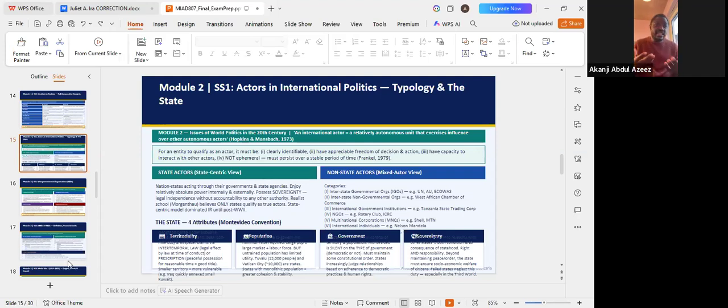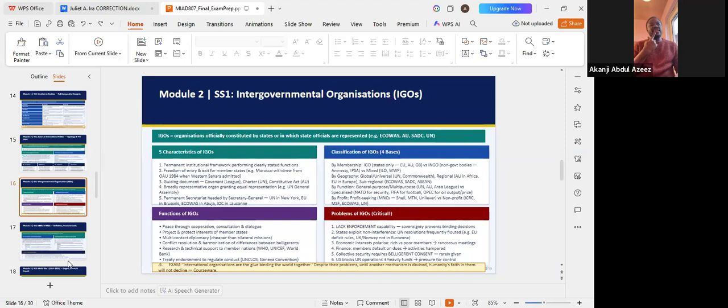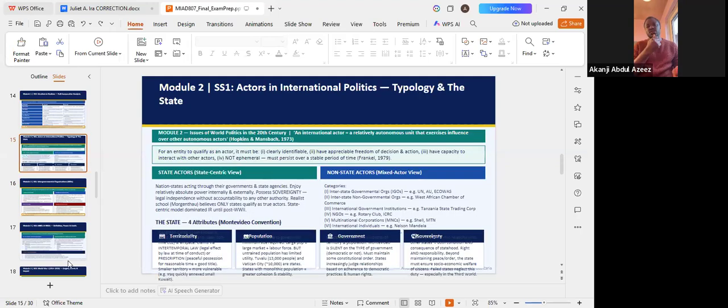Examples of them are NGOs, MNCs, which are multinational corporations, transnational criminal networks, faith groups, and international individuals like Nelson Mandela. Listen, they are non-state actors. Now you might be wondering, why are non-state actors important?